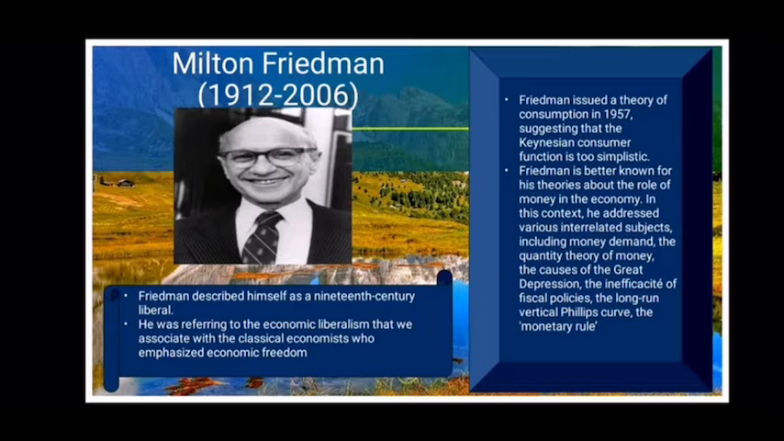Milton Friedman, 1912 to 2006. Friedman described himself as a 19th century liberal. He was referring to the economic liberalism that we associate with the classical economists, who emphasized economic freedom. Friedman issued a theory of consumption in 1957, suggesting that the Keynesian consumption function is too simplistic. Friedman is better known for his theory about the role of money in the economy. In this context, he addressed various interrelated subjects, including money demand, the quantity theory of money, the cause of the Great Depression, the long-run vertical Phillips curve, and the monetary rule.